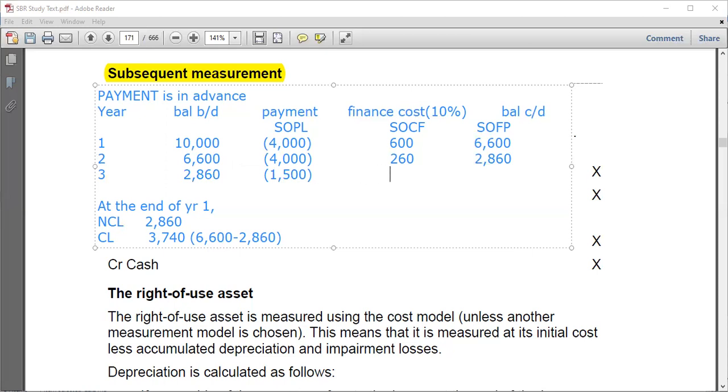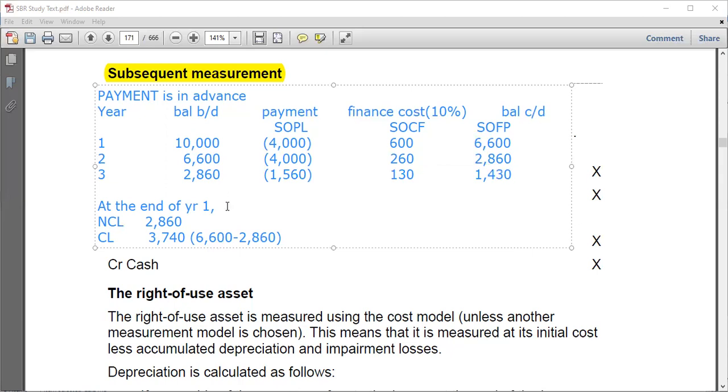Now, how do we determine the finance cost if the payment was in advance? I subtract first. Or maybe let me simplify matters. Let me write 2,860 minus 1,500, we remain with 1,360... This figure minus this figure remains with 1,300. Then times 10%, it would be 130, right? So this one minus this one is 1,300 plus 130, so it gives a total of 1,430.